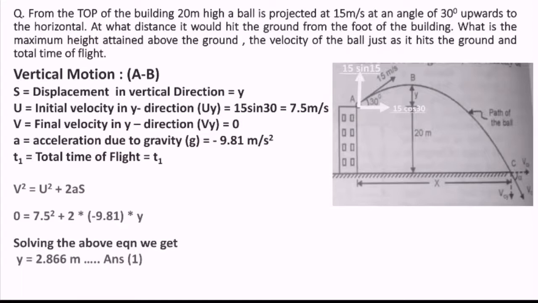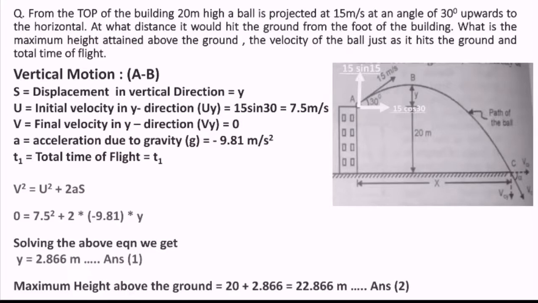But in the question we were asked to find the height above the ground. So the total height will become 20 plus 2.866, that is 22.866 meters. This is one of the answers.